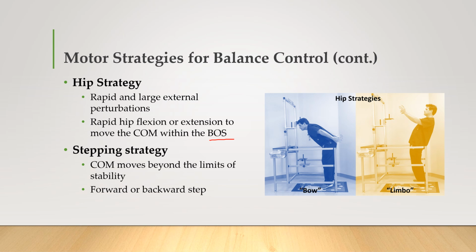And the last one here is the stepping strategy. This is when the center of mass moves beyond the limits of stability, or those sway boundaries that we talked about earlier. So if I push somebody pretty hard from the back side, and they cannot push their hips far back enough to maintain that center of mass, they're going to have to take a forward step, change their base of support in order to maintain their balance. So as soon as somebody takes that forward or backward step, we're moving out of the hip strategy, we're moving out of the ankle strategy, and now we're performing something like a stepping strategy.